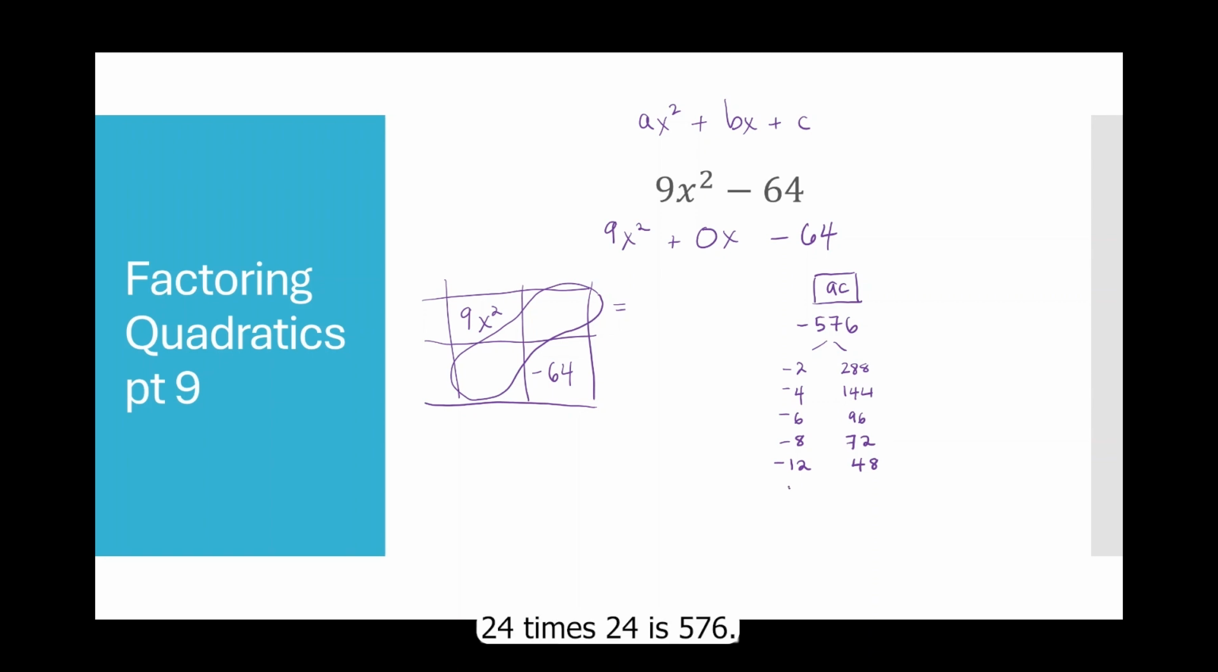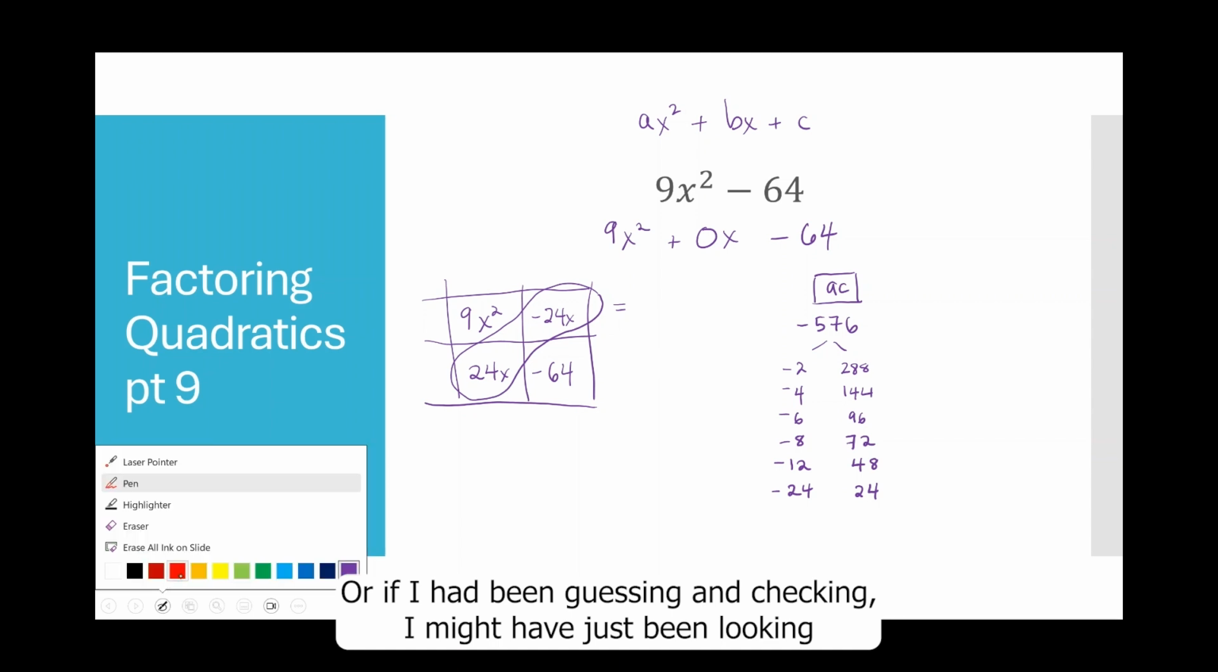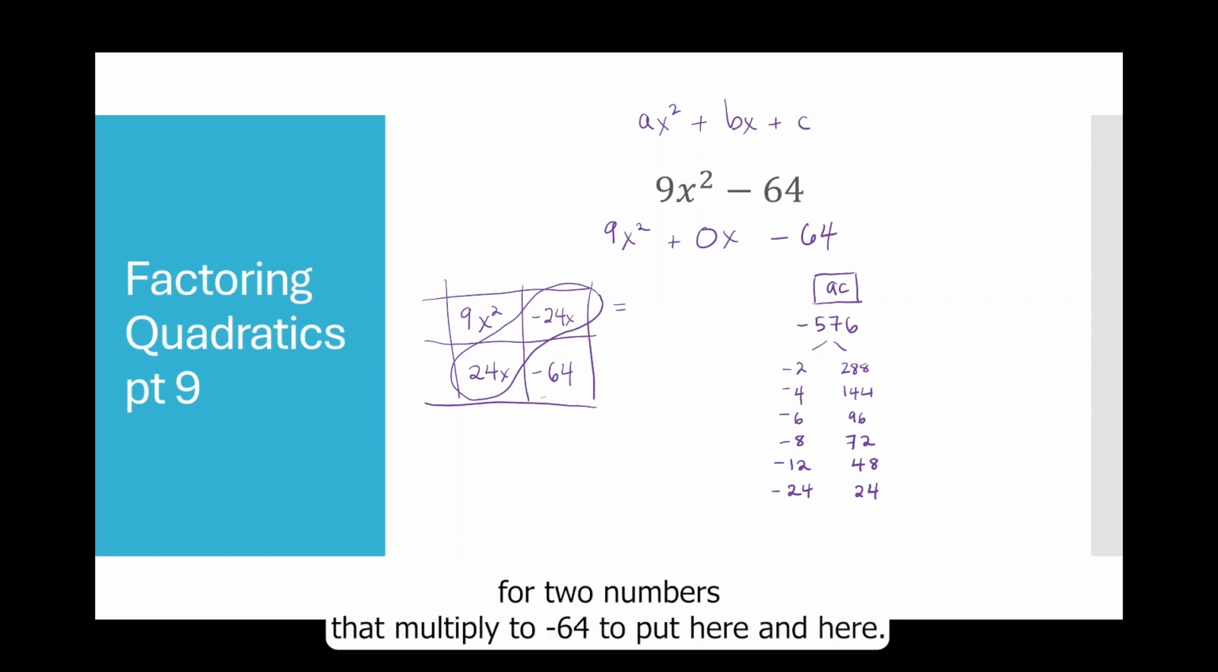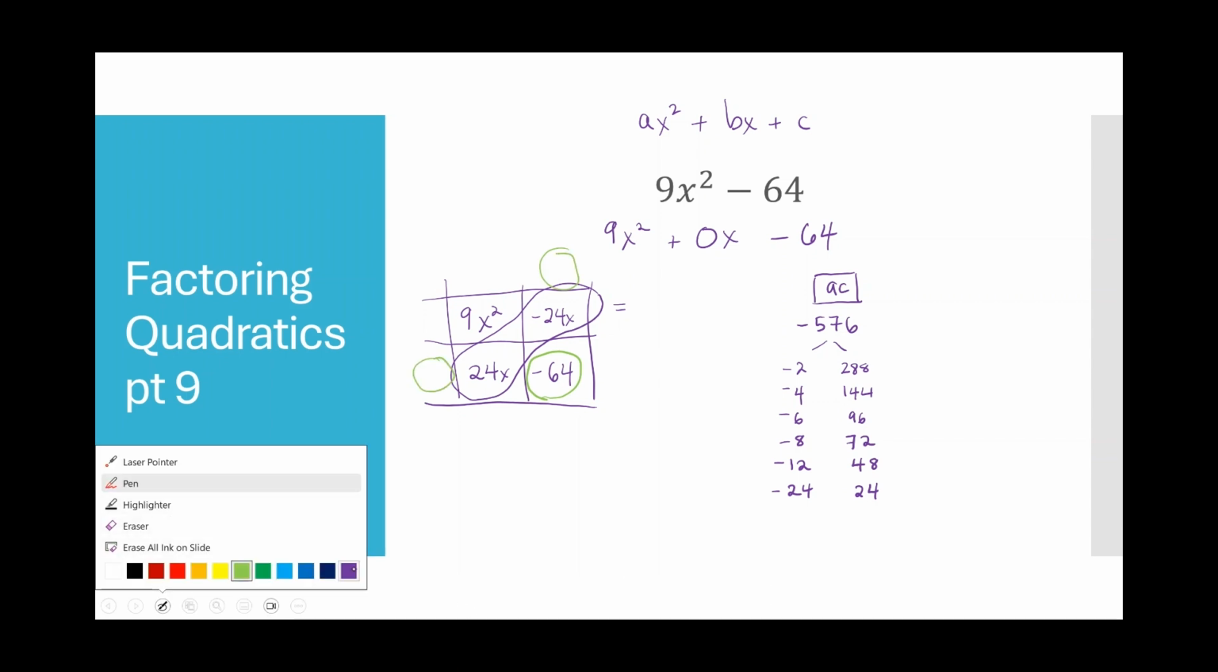Oh ho ho, 24 times 24 is 576. So I could put negative 24x here and 24x here and now do my GCF. Or if I had been guessing and checking, I might have just been looking for two numbers that multiply to negative 64 to put here and here. That might have gone faster for me than the AC method.